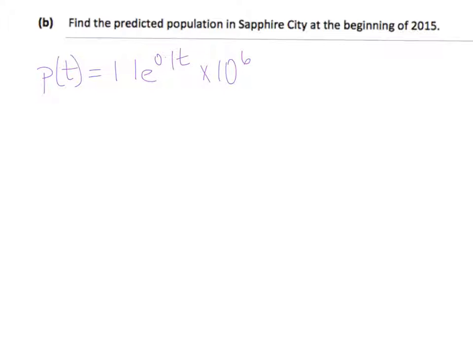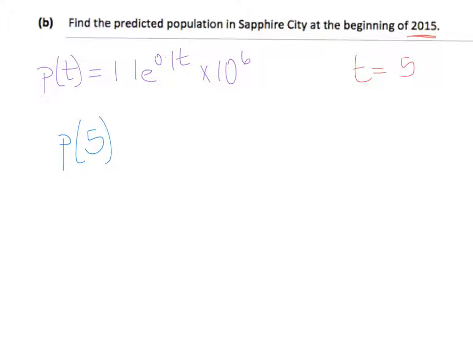Okay, so question 2, again it's basic substitution here. It asks us to find the predicted population in Sapphire City at the beginning of 2015. So at the beginning of 2015 we know that's t equal to 5 because 2010 was t equal to 0. And so here I'm finding then P of 5.